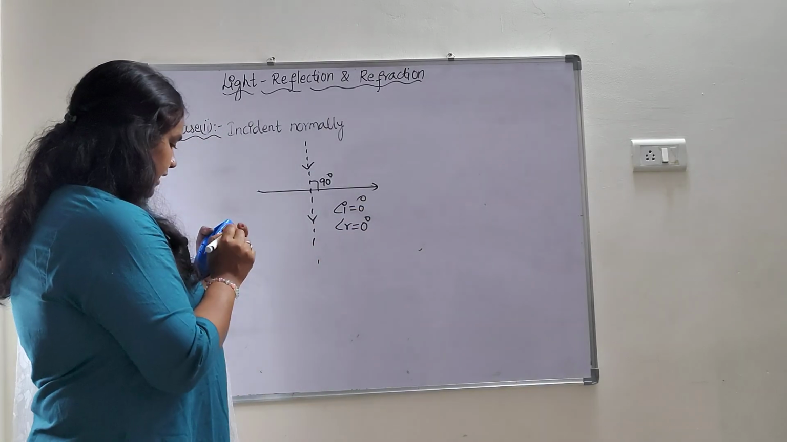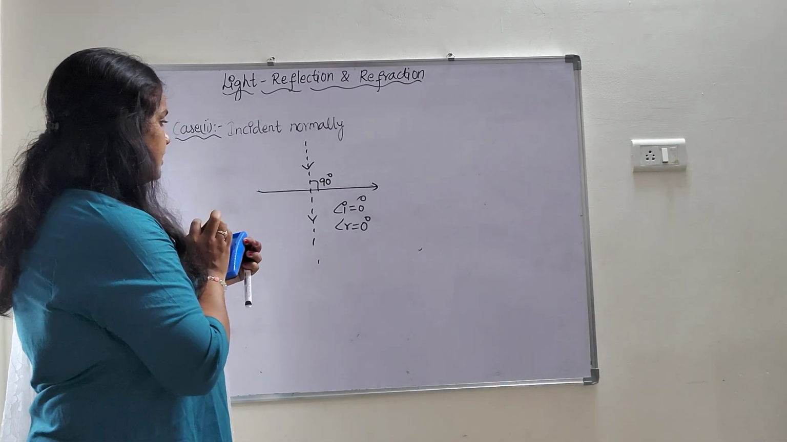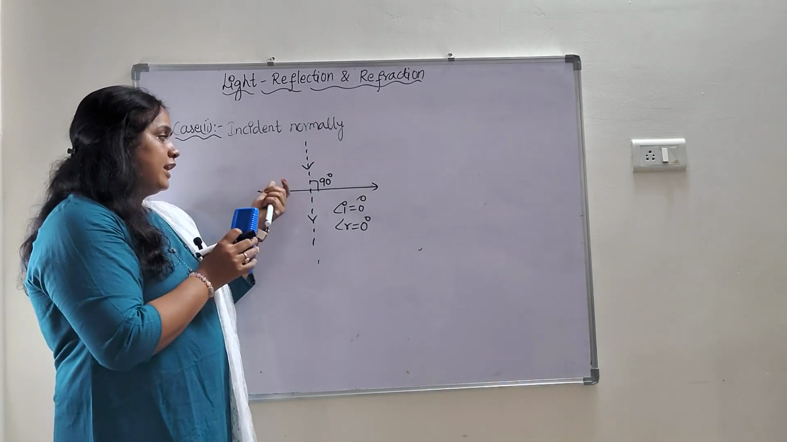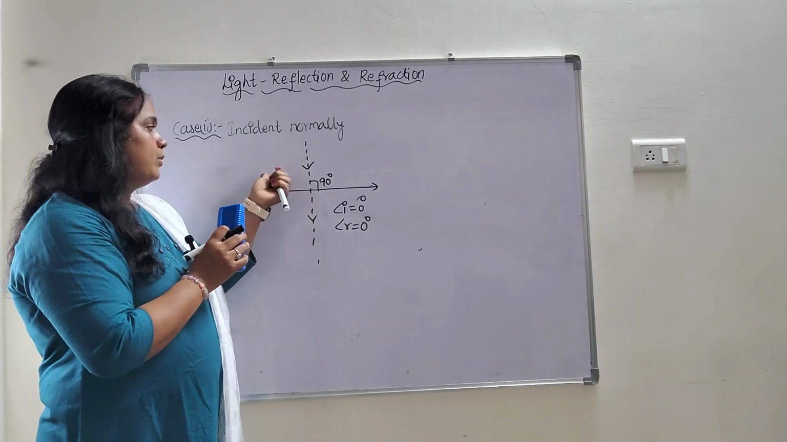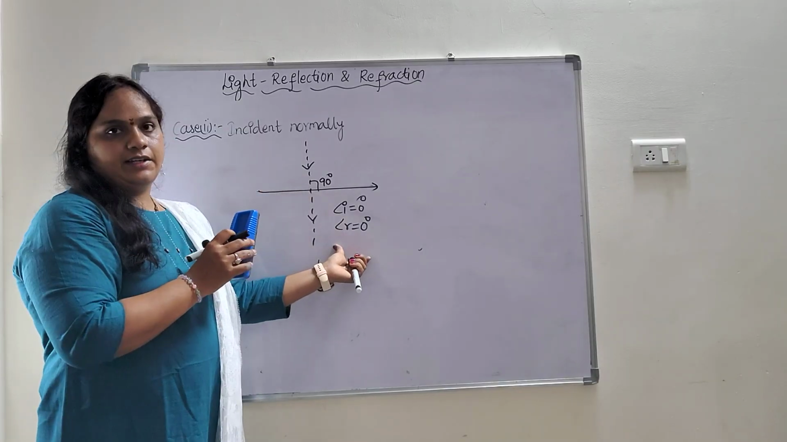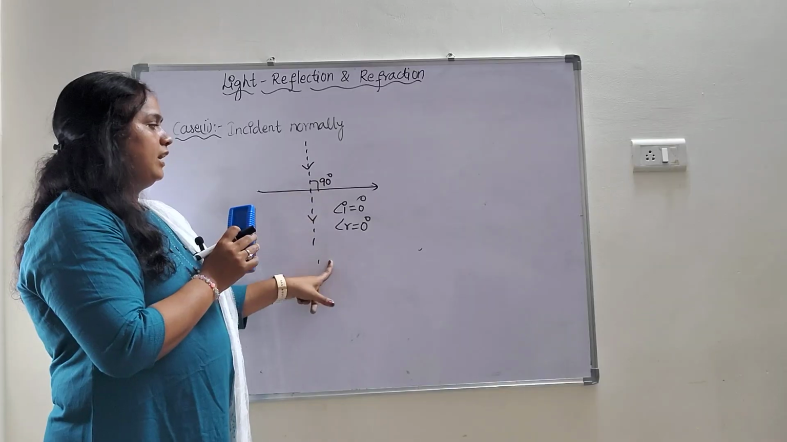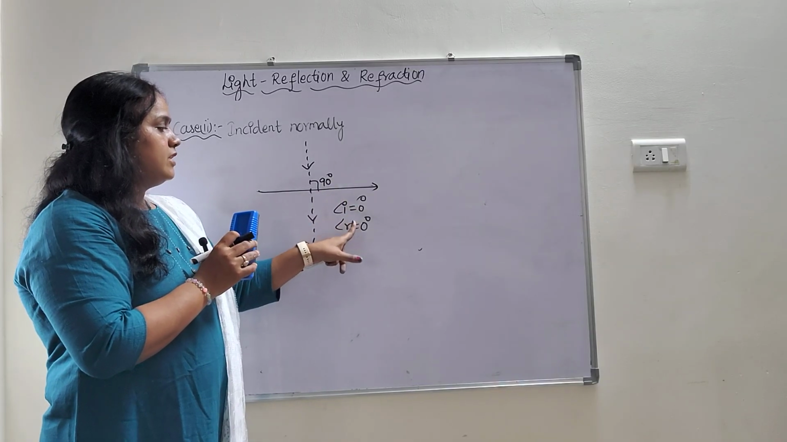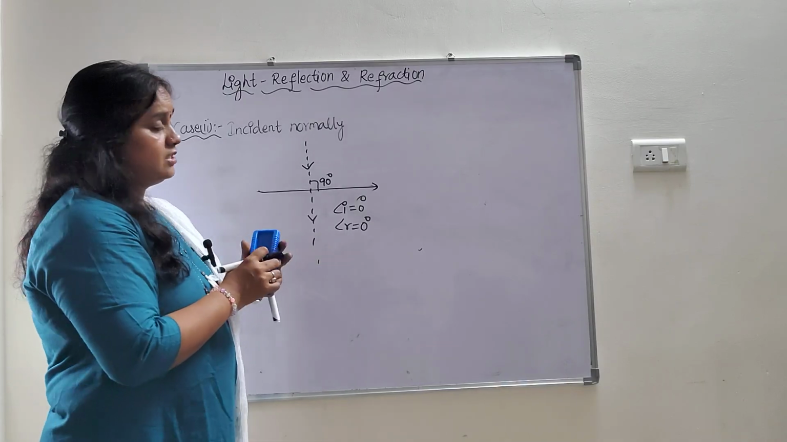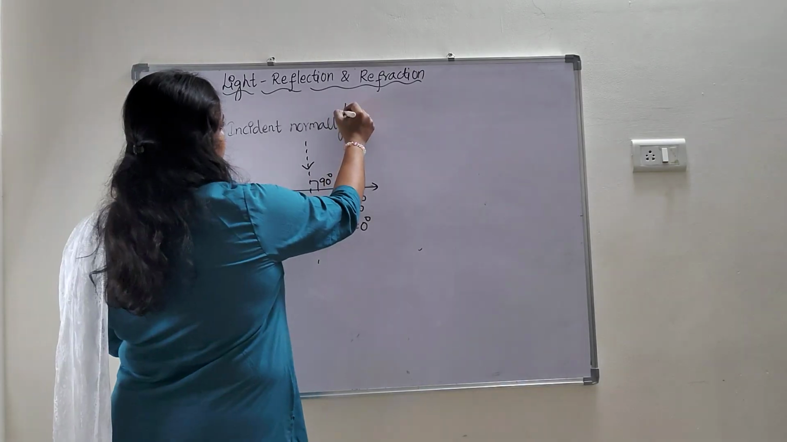So why does it pass undeviated? Irrespective of whether it is moving from rarer to denser or denser to rarer, it passes undeviated. Why? Because it is incident normally. Normal means 90 degrees. And its angle of incidence will be 0, angle of refraction will be 0. This is very, very important. You can give a 5-star rating.